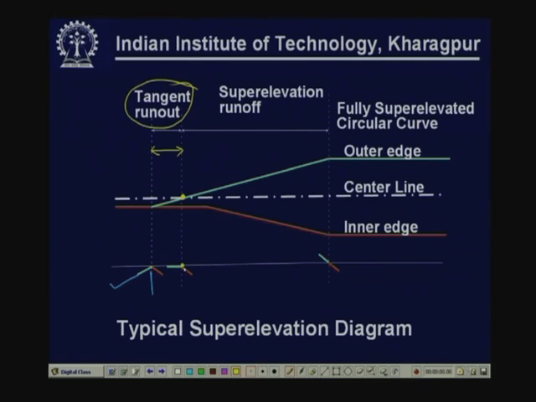Then from this portion, the outer edge is further rotated up to this point, and then the complete pavement is rotated with respect to the center line to attain the required superelevation. So, finally, at the beginning of the circular curve, the section looks like this. This portion of the length is known as the superelevation runoff.